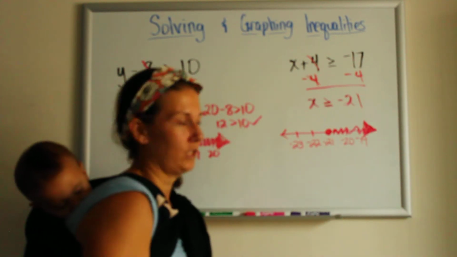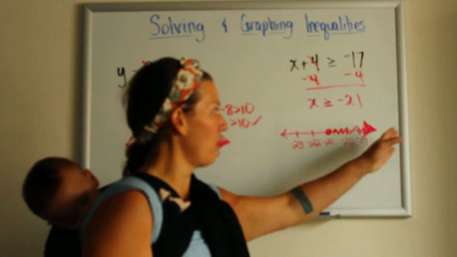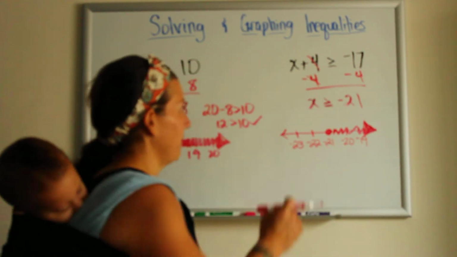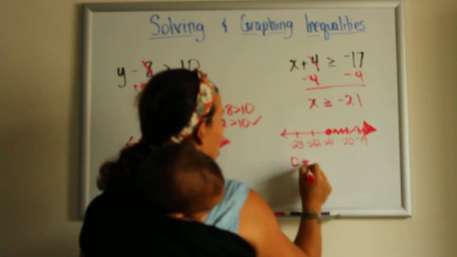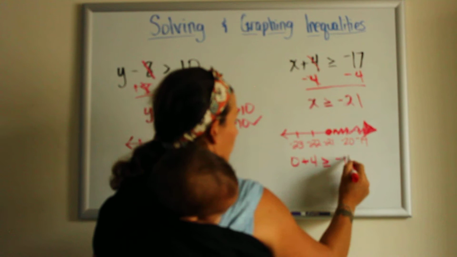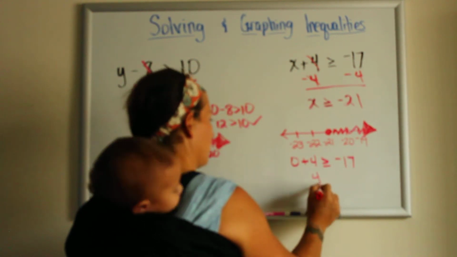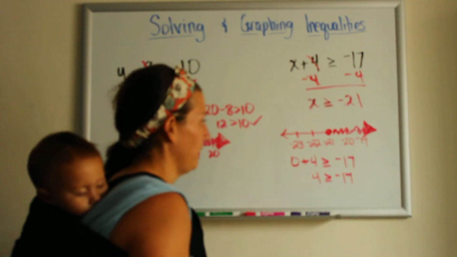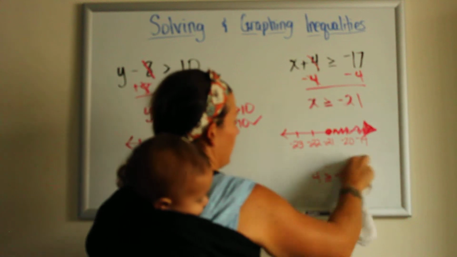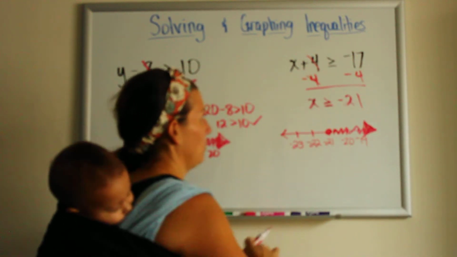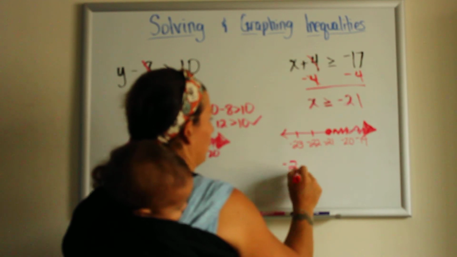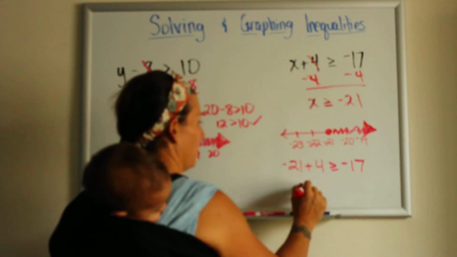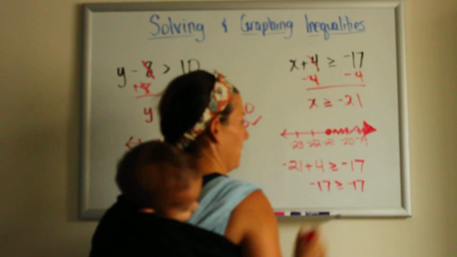So then I want to pick a value. I like to pick something that's nice and easy. If I keep going and going, I'm going to go well past, but I'm going to get to 0. And if I plug in 0, that's a nice easy value to check. So 0 plus 4 is greater than or equal to negative 17. Well, 0 plus 4 is 4, and 4 is in fact greater than or equal to negative 17. Now when we have that little line underneath, that means it could be the value in our solution, so I can also test the negative 21. So negative 21 plus 4 is greater than or equal to negative 17, and when I add that, I do get exactly negative 17.